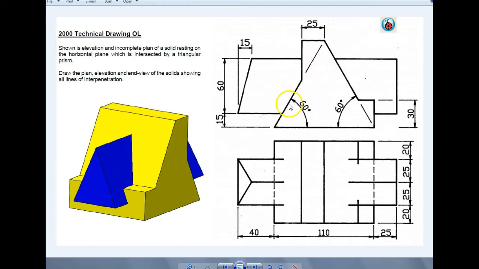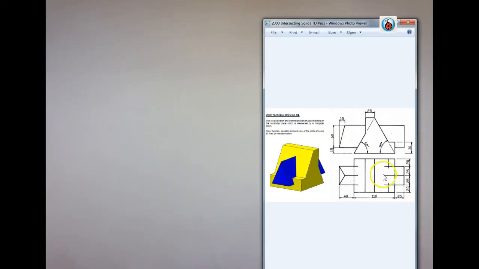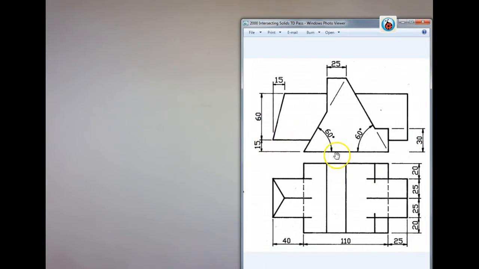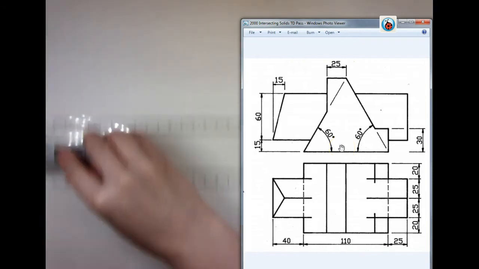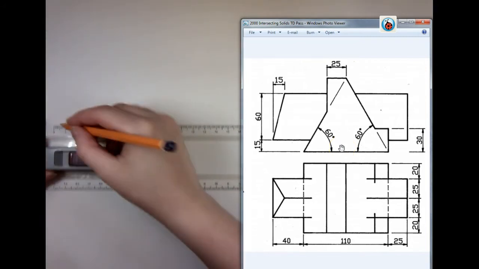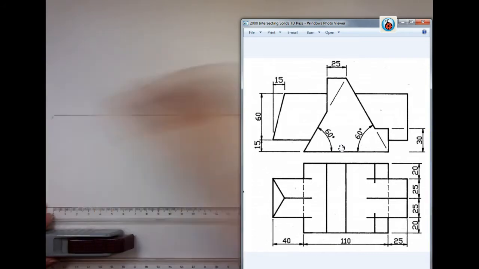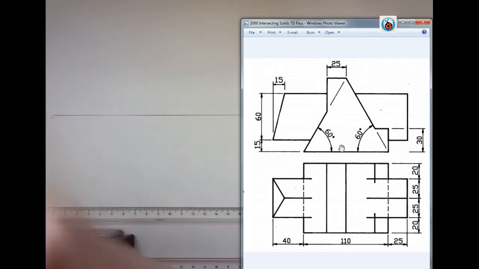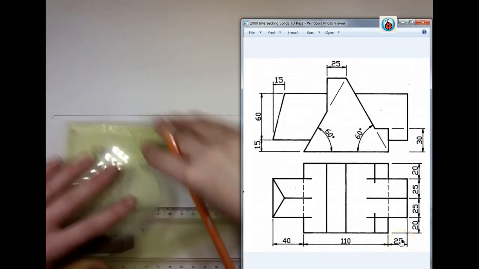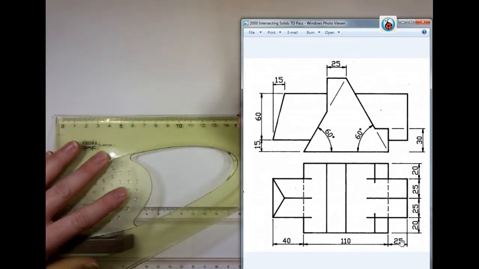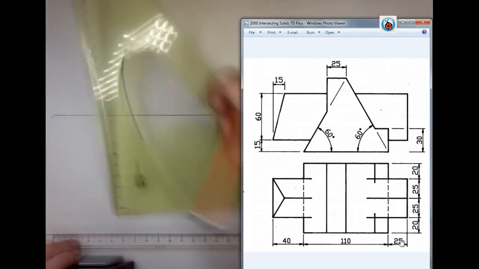Because we have edge views of planes in our elevation, we can complete our elevation fully. Always label your XY line, please. For our measurements, we're obviously going to get our distances 40, 110 and 25 from our plan. And from those points, we're going to go vertically up.